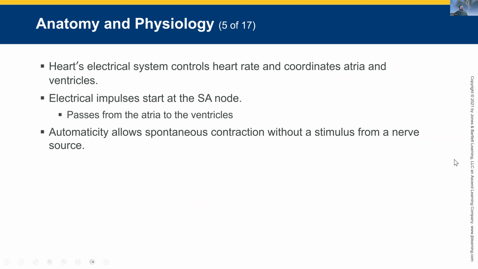So the heart pumps using an electrical system. This controls the rate and coordination of the atria and ventricles. The electrical impulse starts with our SA node. It's our built-in pacemaker, if you will. It applies a small electrical charge, which causes the muscle to contract and relax. That is the heart pumping. It's automatic, allowing spontaneous contraction without stimulus from a nerve source.